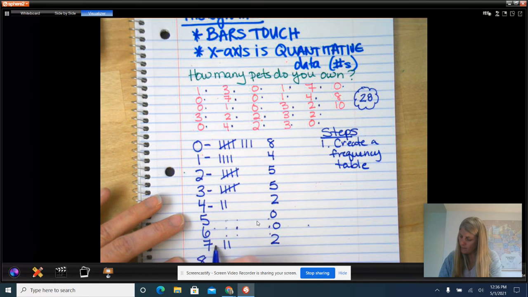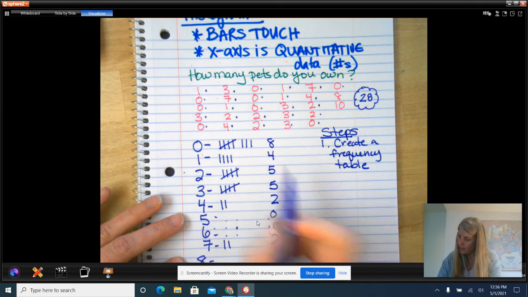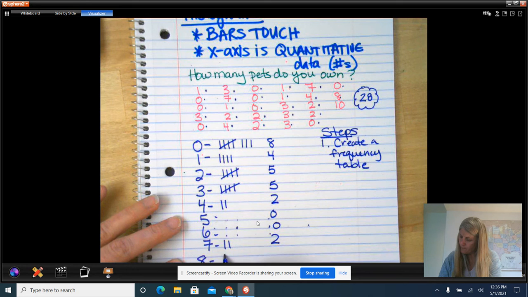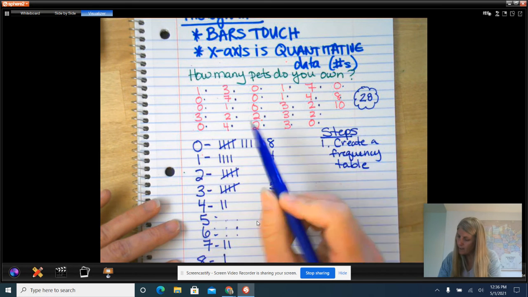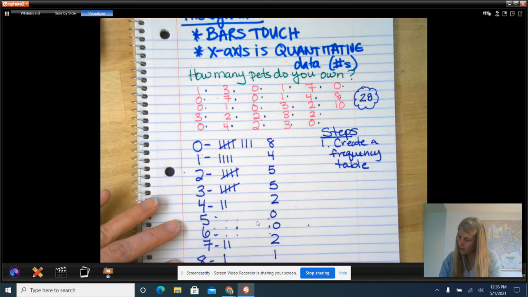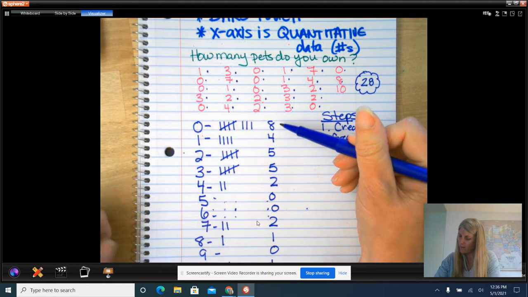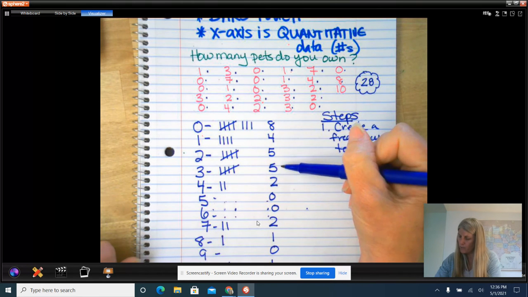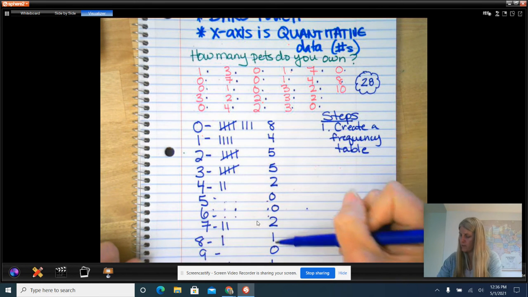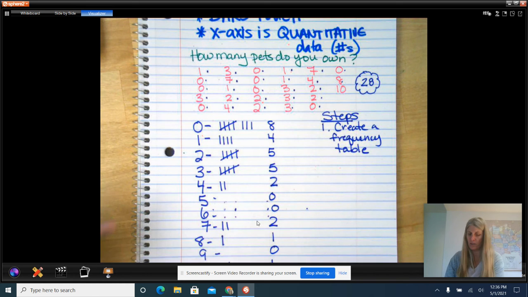8 pets, I have 1. 9 pets, I don't have any. 10 pets, I have 1. Okay, we're going to add those up and make sure that we have 28. So we have 12, 22, 23, 24, 25, 26, 27, 28. So we do want to check that.